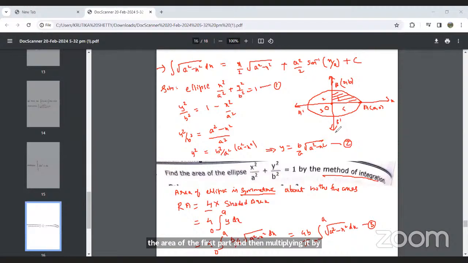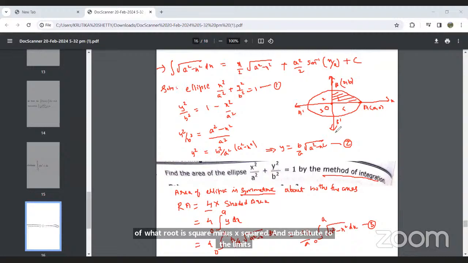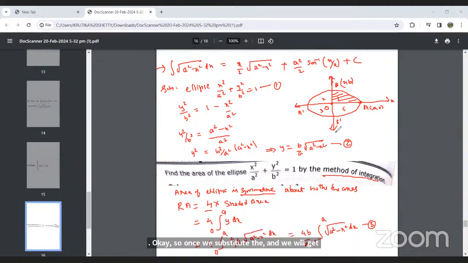Okay, so up till equation 3 it is clear. The last step we need to do is simplify the integration of root of a square minus x square, and substitute the limits. Once we substitute the limits, we will get the required area. So the next step I will do it here.